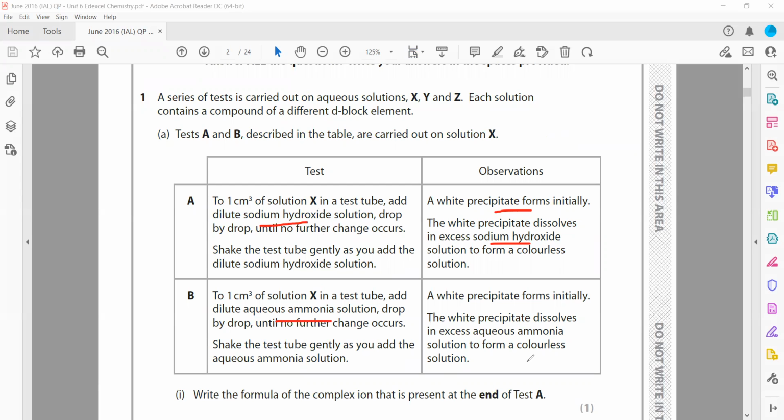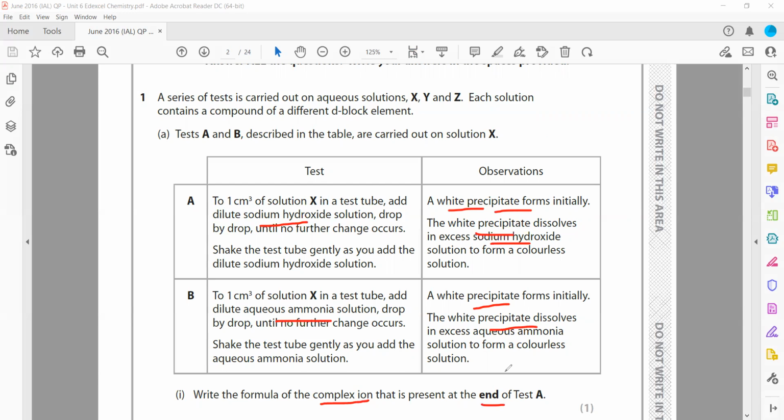So, write a formula for the precipitate. What does this give an idea of? First it was a white precipitate that dissolved, and then a white precipitate with aqueous ammonia, and that precipitate also dissolved. This gives an indication that the zinc ion, Zn²⁺, is present. So what will be the formula of the complex ion? They are asking for what is present at the end.